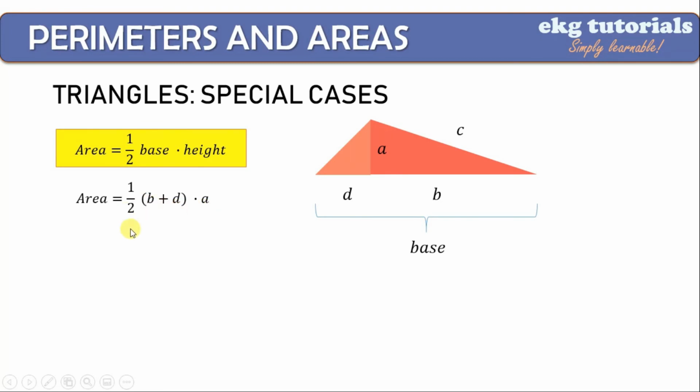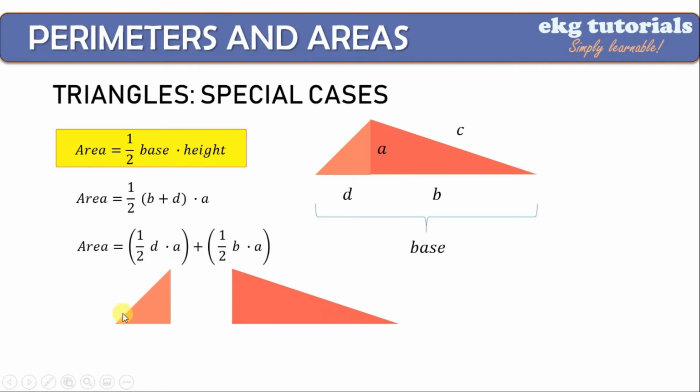So why did the formula become like this for this particular triangle? Basically, this is what happened. The area for this small triangle is 1/2 base times height, 1/2 D times A. This other triangle is 1/2 base, which is B, times A. This part is for the small triangle, and this one is for the bigger triangle.